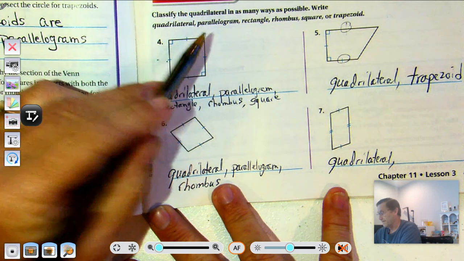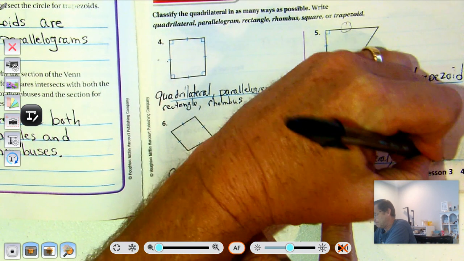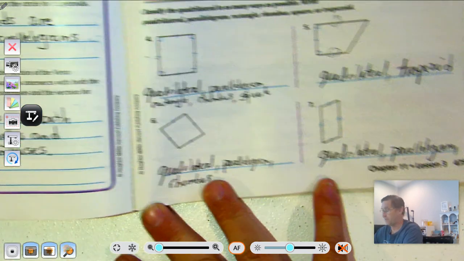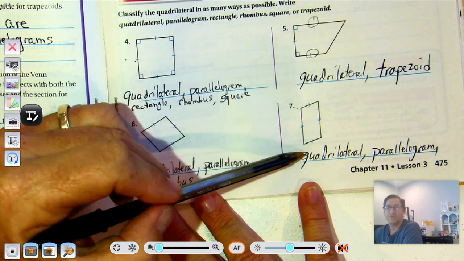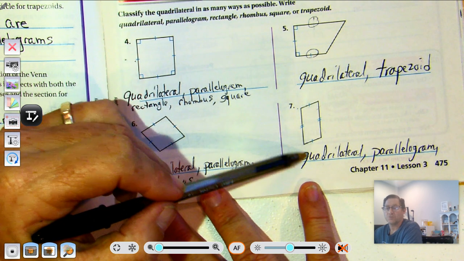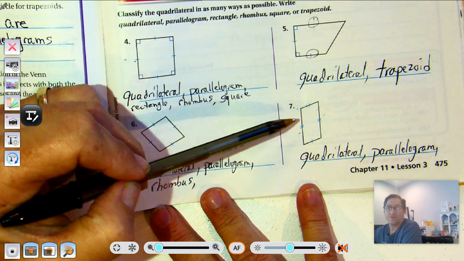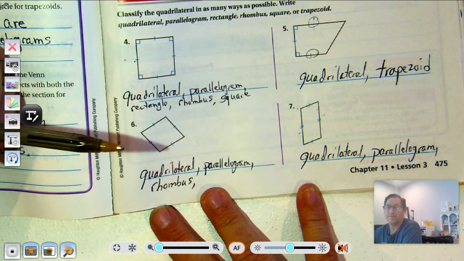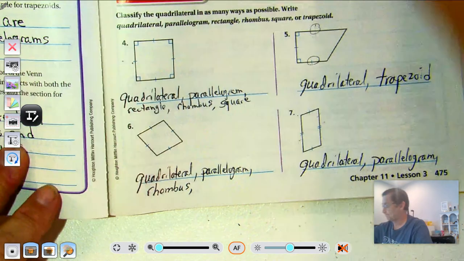It is a parallelogram. Opposite sides, 2 pairs of opposite sides that are parallel. It is not a rectangle because it doesn't have 4 right angles, which also eliminates a square. It's not a rhombus because all 4 sides are not equivalent. And it's not a trapezoid because we already called it a parallelogram. So those are the only 2 names for this shape.